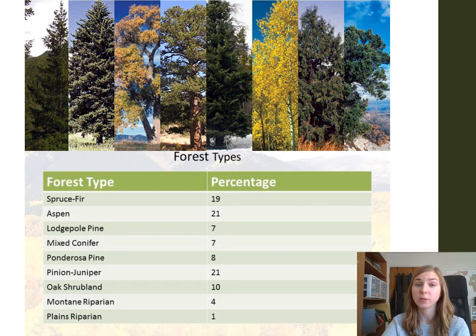Here's a breakdown of those different forest types in Colorado. So pinyon juniper is the most abundant community, and it looks like spruce fir is right behind it. And in the SLV, we also have a lot of riparian tree communities, which means next to a river. So all those cottonwood trees are part of the riparian communities.